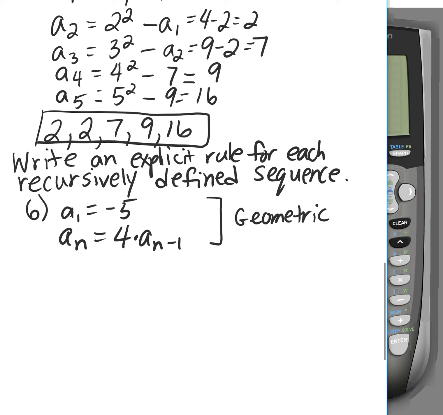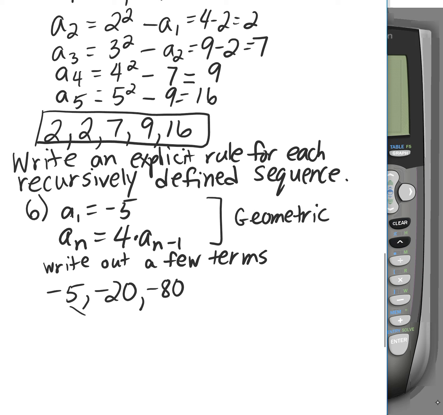What I would recommend doing is maybe writing out a little bit of it because you may be comfortable seeing it written out. After you do this the first couple times, you may not need to do this every single time. So if my first term is -5, I'm going to multiply that by 4 to get -20 for my second term. And then if I multiply -20 times 4, I get -80. So there's my sequence. I can see my common ratio of 4. I can see my first term.